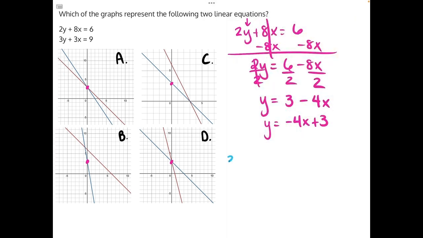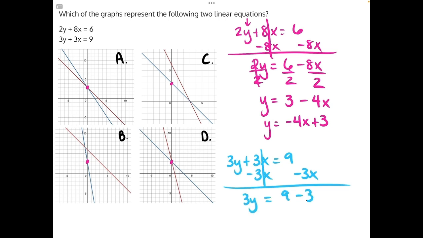We have 3y plus 3x equals 9. Again, opposite operations to isolate y. Let's move 3x to the other side. These will cancel, leaving us with 3y is equal to 9 minus 3x.